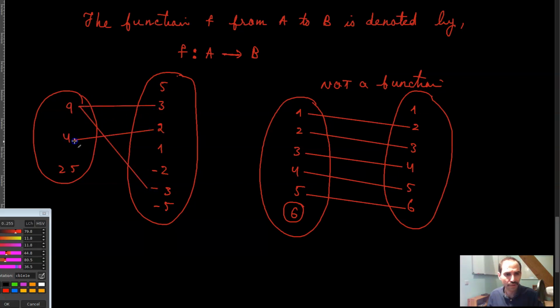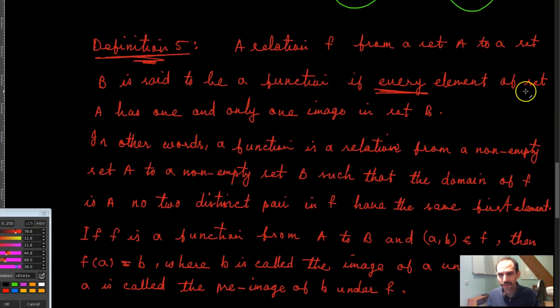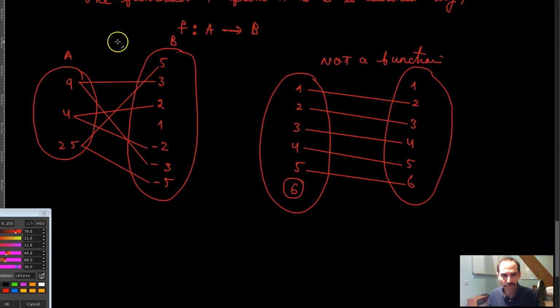4 maps to 2 and -2, and 25 maps to 5 and -5. And so you can see that over here, this element in set A has been mapped to 2 elements in set B, meaning that it has basically 2 images. We said that if every element of set A has one and only one image, meaning not more than one image in set B, it is a function. For the same reason, this is not a function.